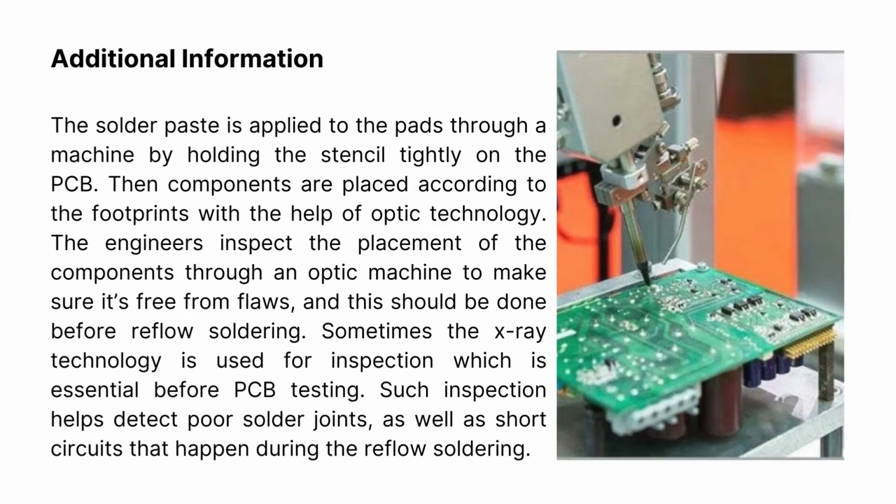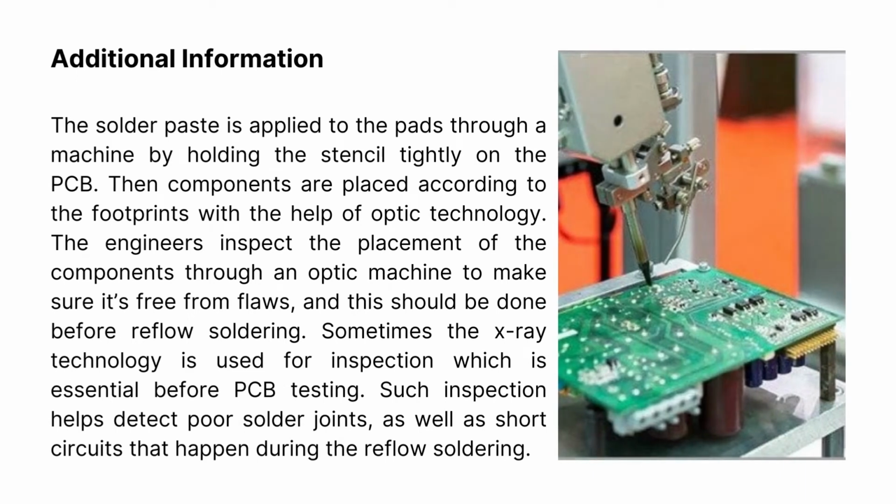Additional information. The solder paste is applied to the pads through a machine by holding the stencil tightly on the PCB. Then components are placed according to the footprints with the help of optic technology. The engineers inspect the placement of the components through an optic machine to make sure it's free from flaws, and this should be done before reflow soldering. Sometimes X-ray technology is used for inspection, which is essential before PCB testing. Such inspection helps detect poor solder joints, as well as short circuits that happen during the reflow soldering.